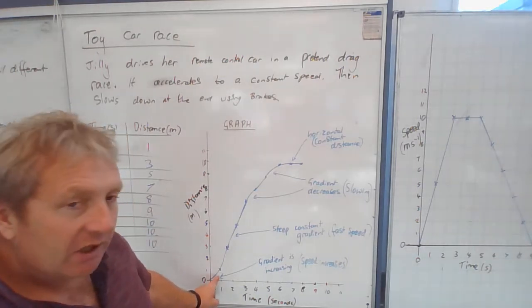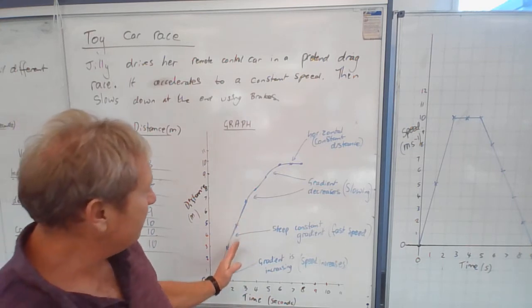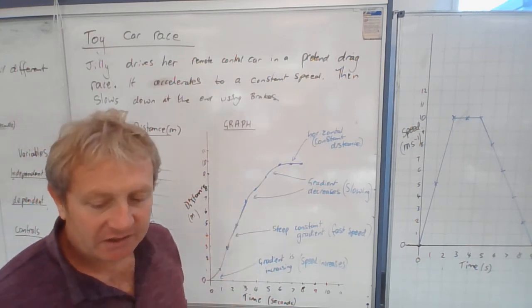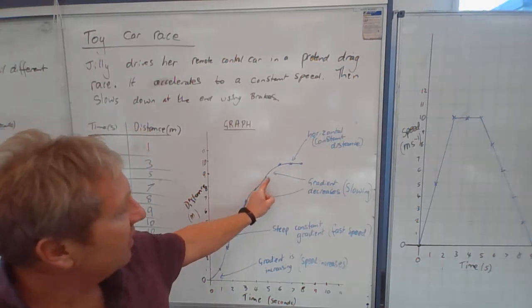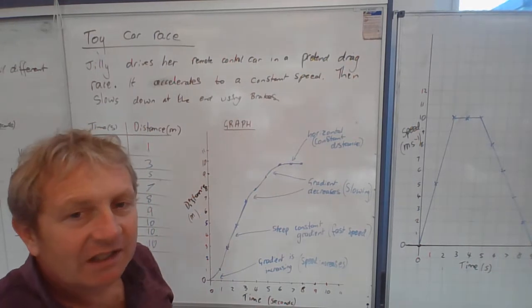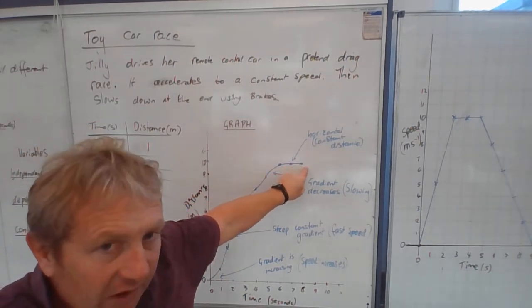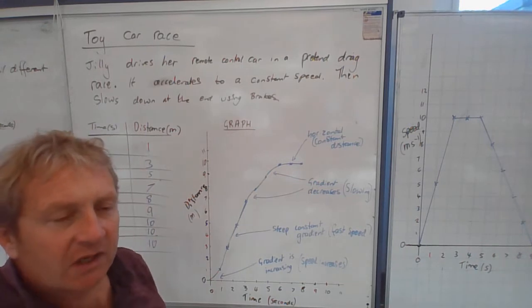The bits which are curved getting steeper means that it is speeding up. The steep upward lines mean it is going fast. A curving down line like this, where it is getting shallower gradient, means it's slowing down. And a totally horizontal line like this means it's stopped.